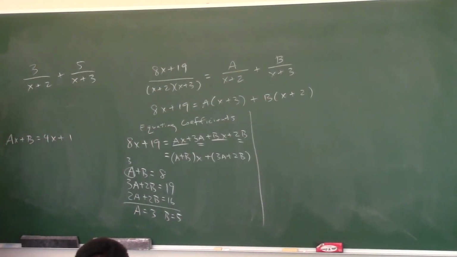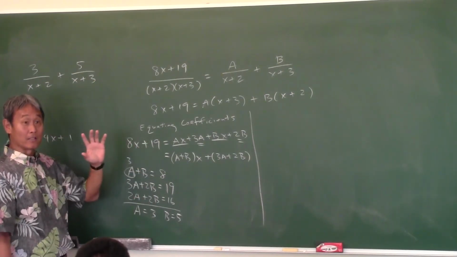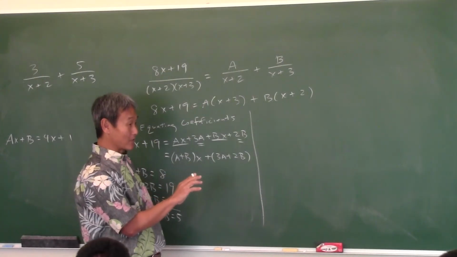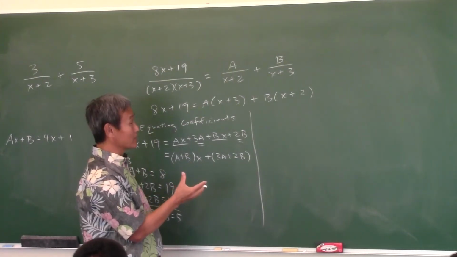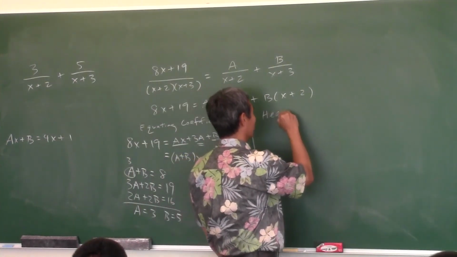Oh, Mr. Park, it's harder to go backwards. Yeah, that's why you learn it in Algebra 2 and pre-calculus, because in Algebra 1, they couldn't do this. Okay, that's equating the coefficients, but there is another way. And this way is going to seem to be way faster, but in some situations, it's not faster. This is called the Heaviside method.